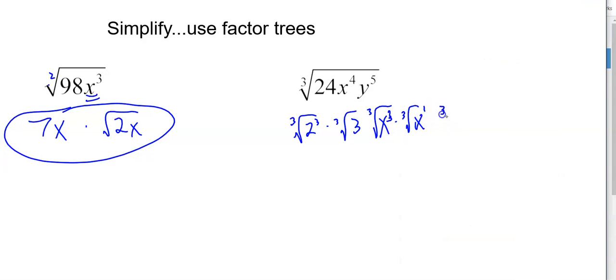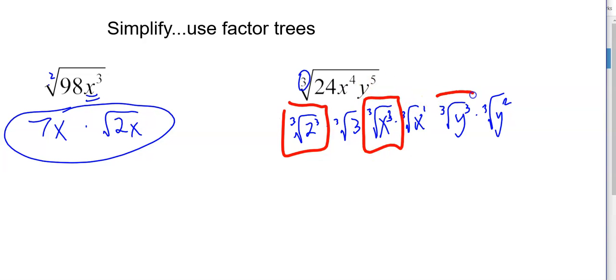And if I break up the y term, cube root of y to the third times cube root of y to the second. So I'm looking for groups of 3 of anything. So you see some of these, like this one simplifies nicely, this one simplifies nicely, this one simplifies nicely. The other ones, not so much. They'll be left over in the radical.